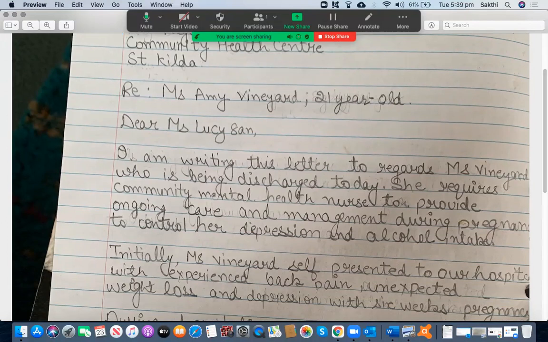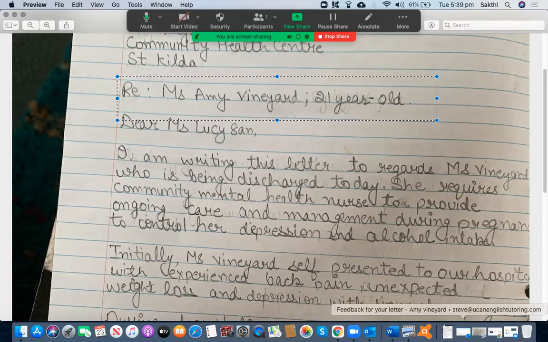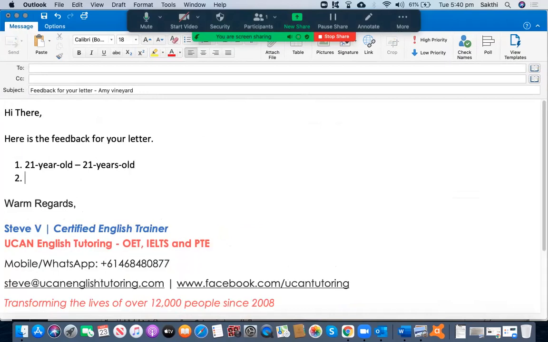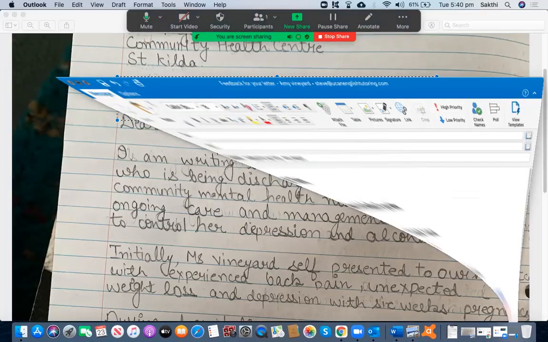And then she has written down the reference details of the patient, that is Ms Amy Vineyard, 21-year-old. It's not 21-year-old, but it is 21 years old. Okay, so you need to be a bit careful about that. 21-year-old, that's wrong. It's actually 21 years old. All right, let's go to the next one.